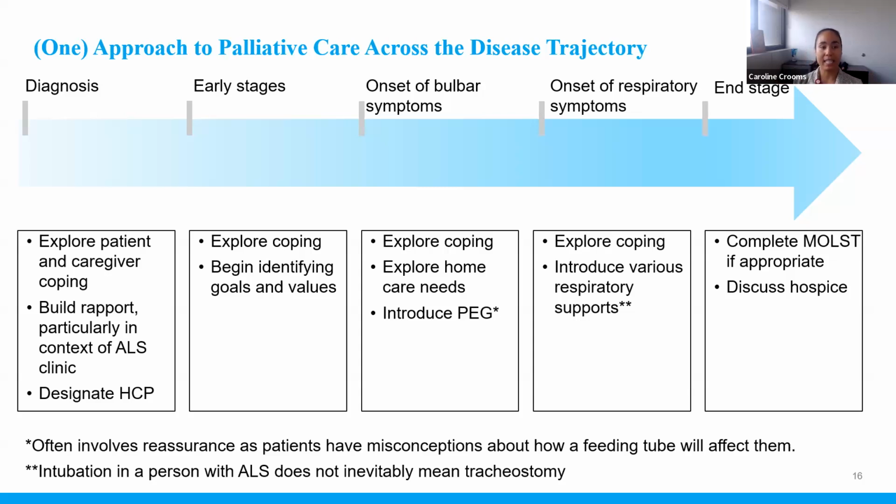So I've kind of divided it into, and again, this is not using the established staging, this is sort of just more of a subjective way to think of it. So diagnosis, kind of early stages where people are getting used to things and maybe they have some weakness, but not bulbar symptoms. Then when there's onset of bulbar symptoms, onset of respiratory symptoms, which can happen at the same time, not necessarily in this order. And then finally the real end stages like we talked about.